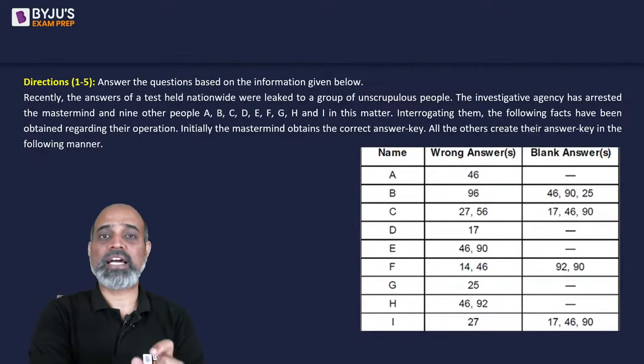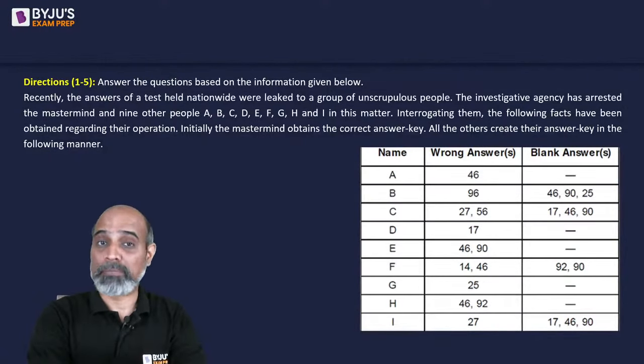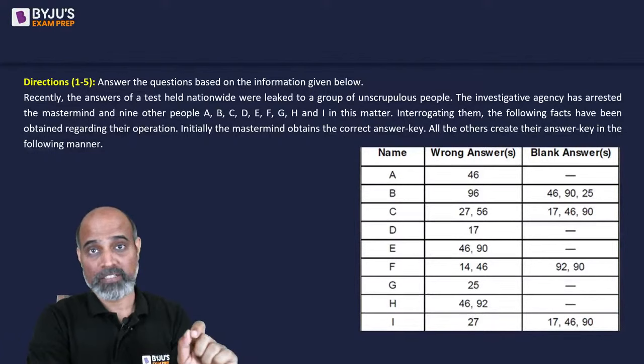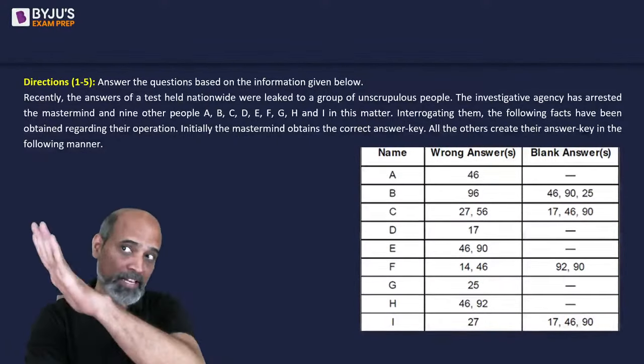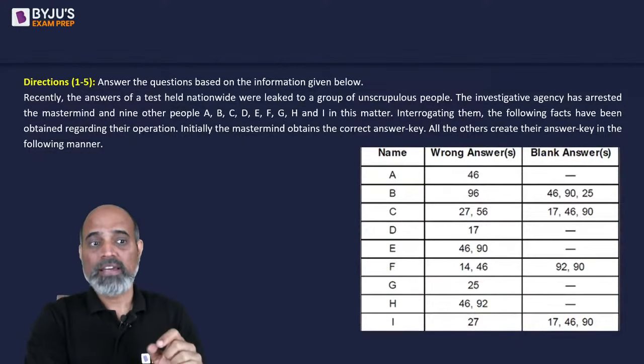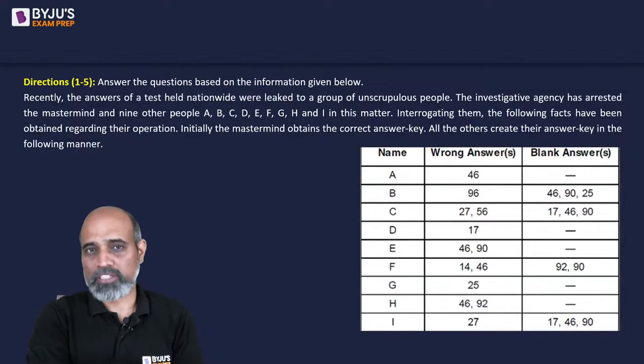We simply know that there is a mastermind, and then it had 9 other people. Other means except mastermind. So mastermind is not among these 9 people. Okay, so there is a mastermind, and then we have 9 people. And they were interrogated, and we came to know about certain conclusions. What are those conclusions? Let's look at this.